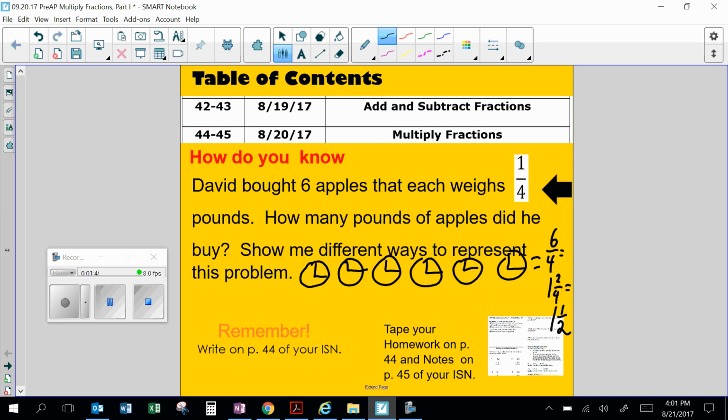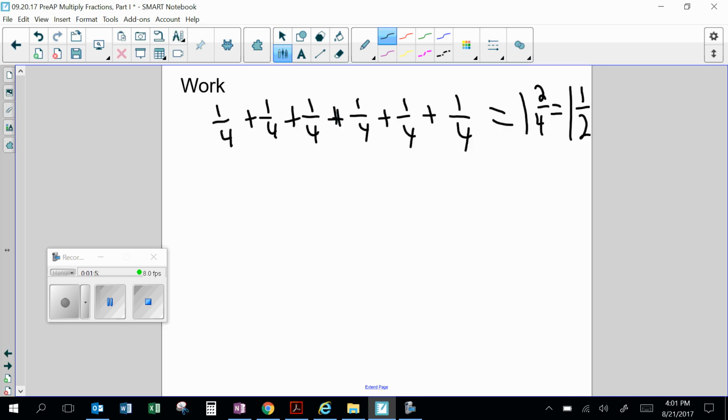What's another way I could represent it? So I did some kind of picture. I did repeated addition. What is a shortcut for repeated addition? Multiplication. 6 groups of 1/4. You should have learned this last year because repeated addition is 1/4 plus 1/4 plus 1/4 plus 1/4 plus 1/4 plus 1/4, or 6 groups of 1/4.